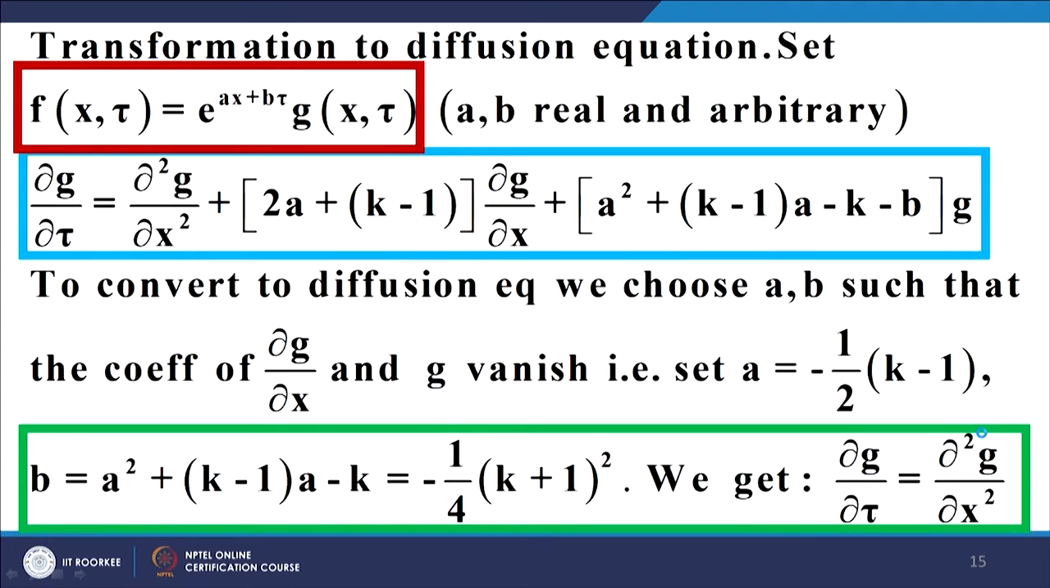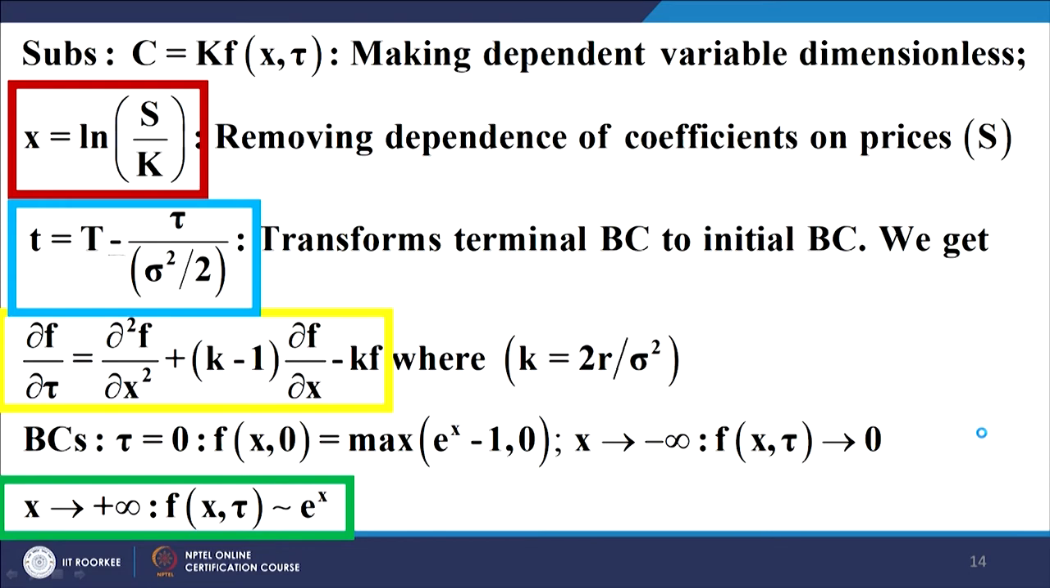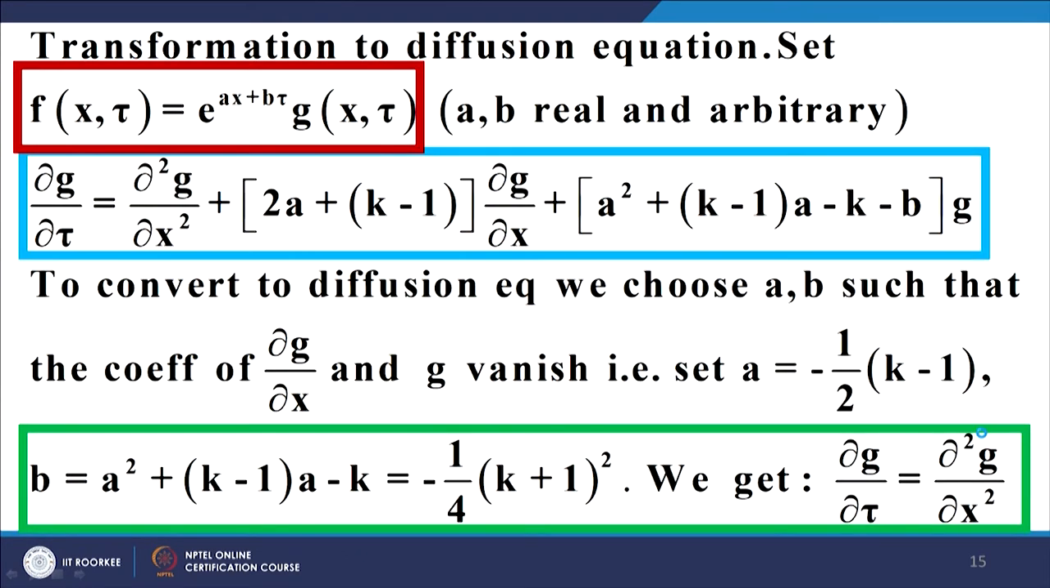The second step is to transform this equation for f, that is the equation in the yellow box here, to a diffusion equation, first order in tau and second order in x. How do we do that? We make the substitution that is given in the red box here, where a and b are free variables which we can set as per our requirements. When we substitute this expression for f in the equation given in the yellow box, we get the expression given in the blue box here.